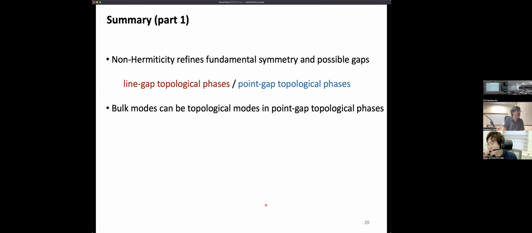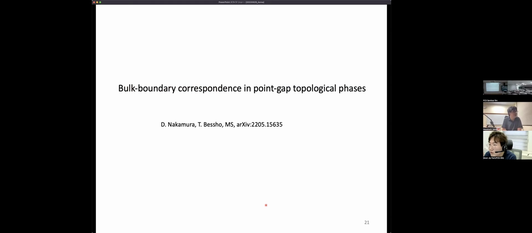So let me summarize part one of my talk. Non-Hermiticity refines the fundamental symmetry and possible gap structures. So we can have line gap topological phases and point gap topological phases. And because of the non-Hermitian skin effect, bulk modes can be topological modes in point gap topological phases. So now I move to the second part of my talk, bulk-boundary correspondence in point gap topological phases.